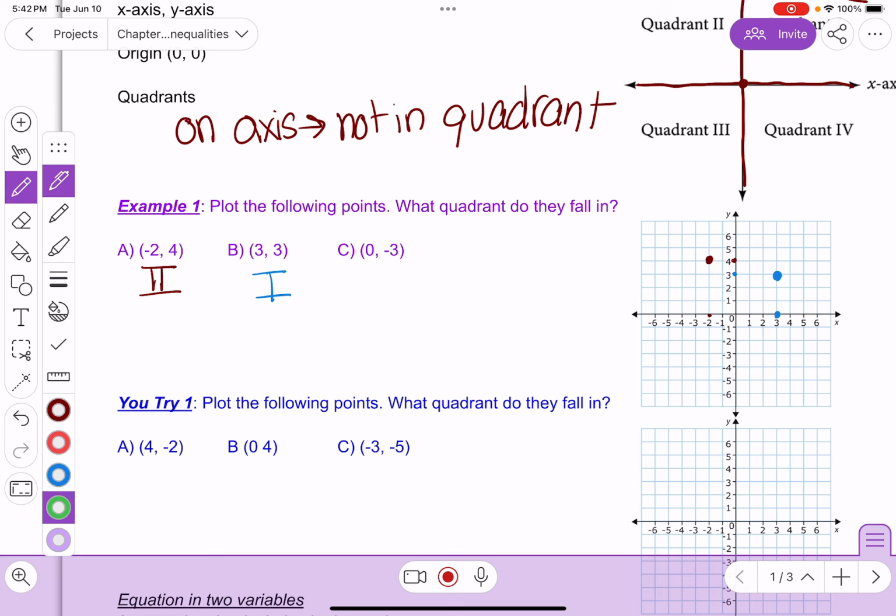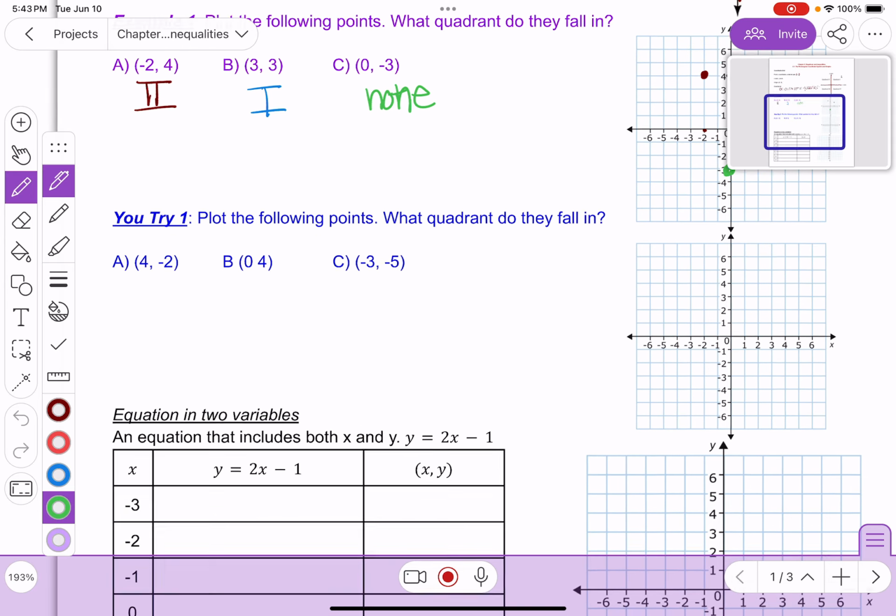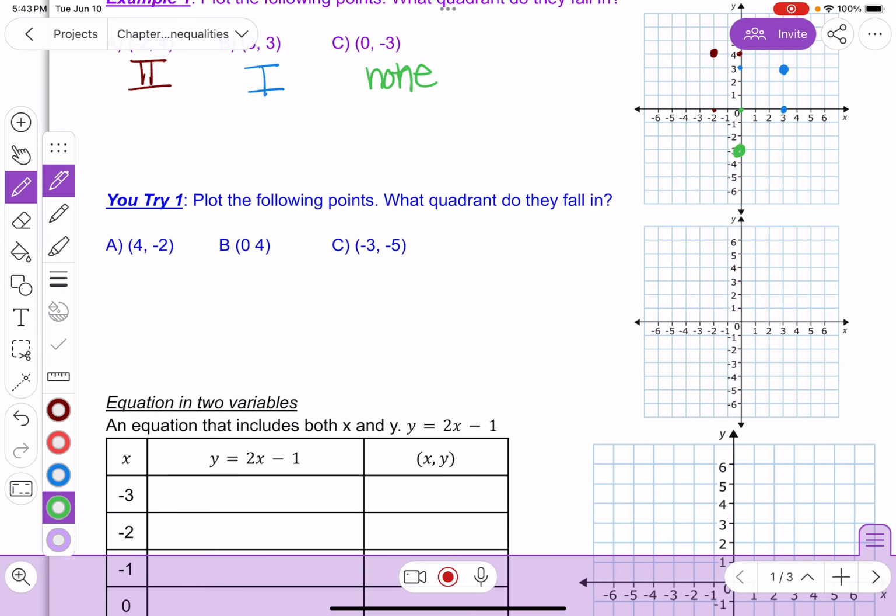And then C is going to be 0 on the x, so we're going to stay right on that y-axis, and then we go down 3, so that green point, and that is not in a quadrant because it is on the y-axis. So why don't you take a second and try plotting the following coordinates. Pause the video and then check it out.